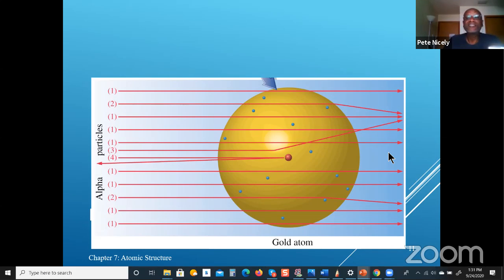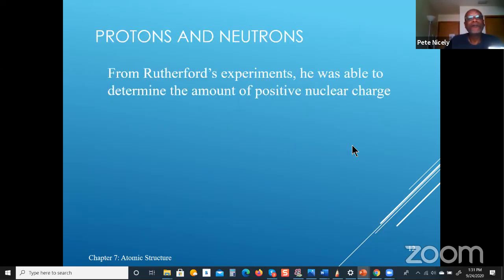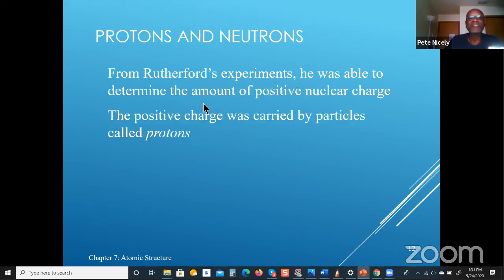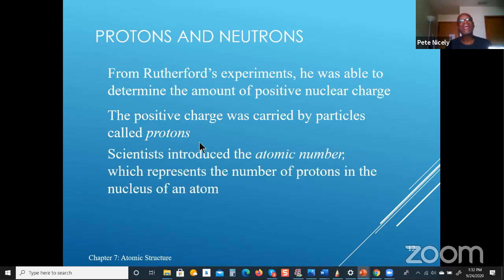Okay, so that's the Rutherford experiment and the Rutherford model. Now, of course, based on the Rutherford experiment, he was able to determine the amount of positive nuclear charge, and the name given to these particles is protons, which reside in the nucleus. And this introduced the concept of the atomic number, which, as we all know by definition, is the number of protons present in the nucleus of an atom.